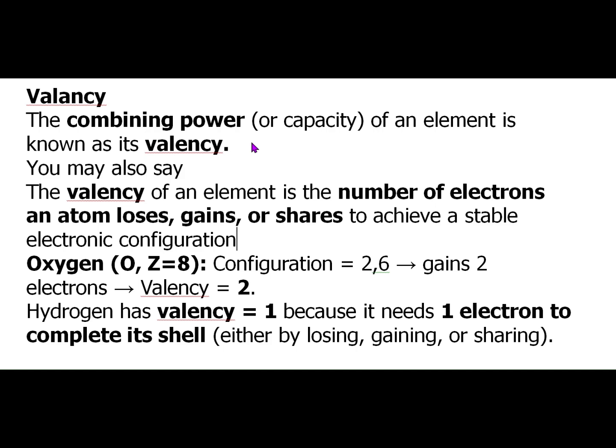Similarly, hydrogen may share 1 electron outside or acquire 1 more electron here. That means hydrogen's valency is 1 to have a complete shell formation. So valency is defined as the number of electrons it loses or the number of electrons it gains or the number of electrons it is sharing. That is called valency.